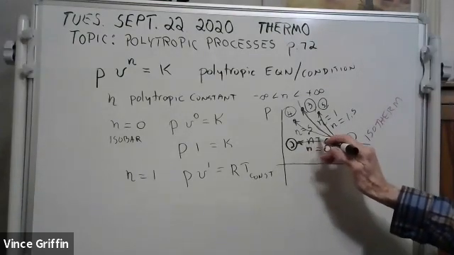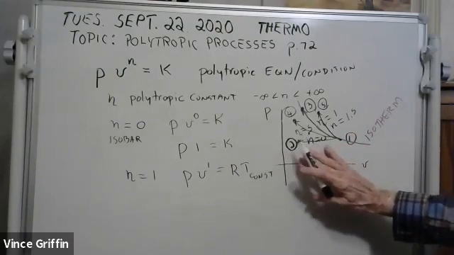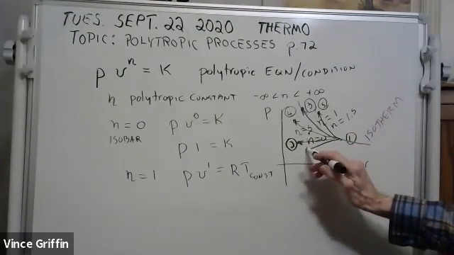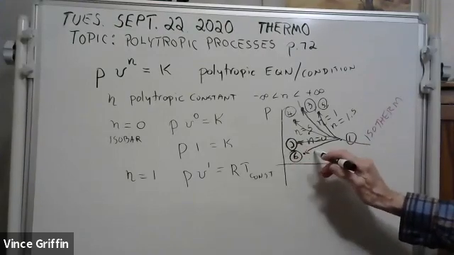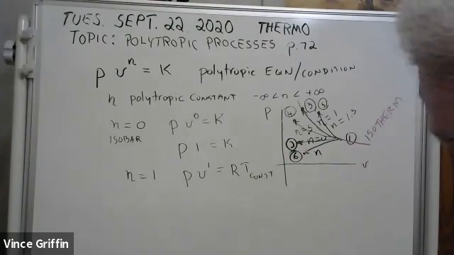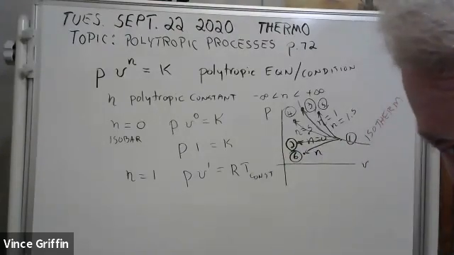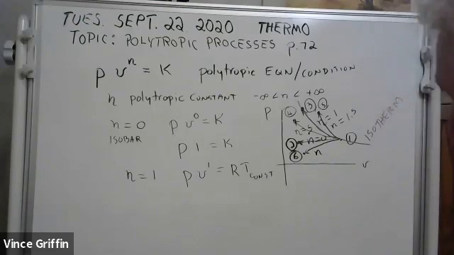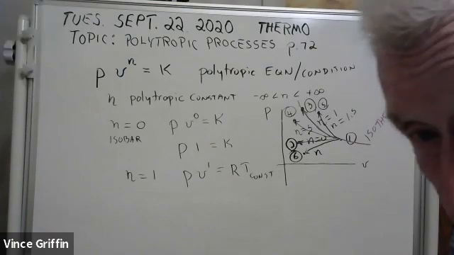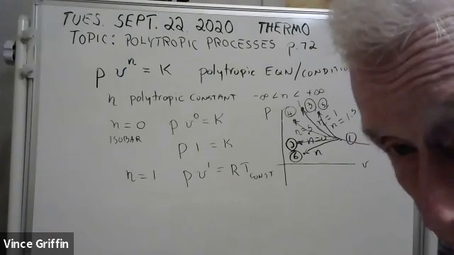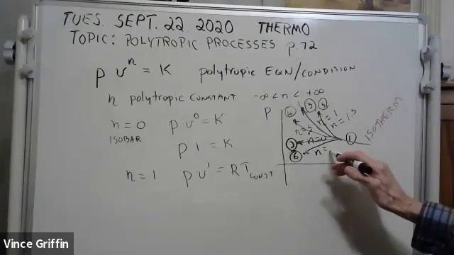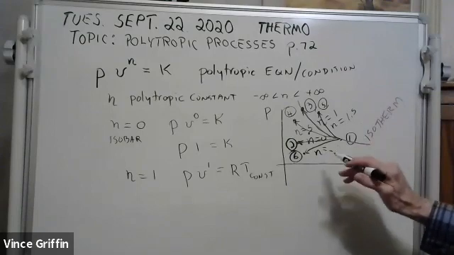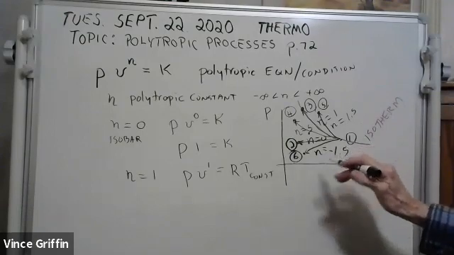Now, how about this? This one here is n equals 0. What if you came down here, call this state 6? What would be a value that you could go down there on your polytropic process? Well, it'd have to be negative, wouldn't it? It would have to be negative. There's a million and one negatives, like negative 1.5 or something like that.